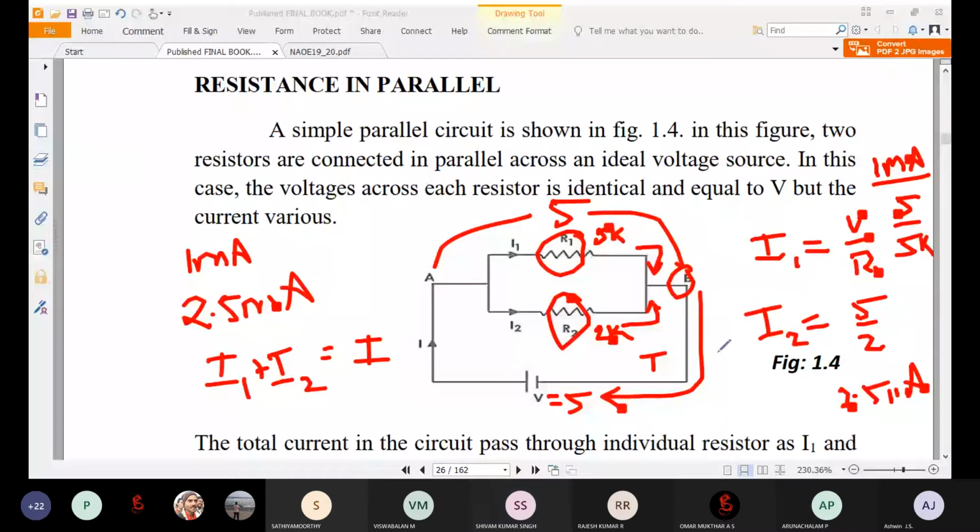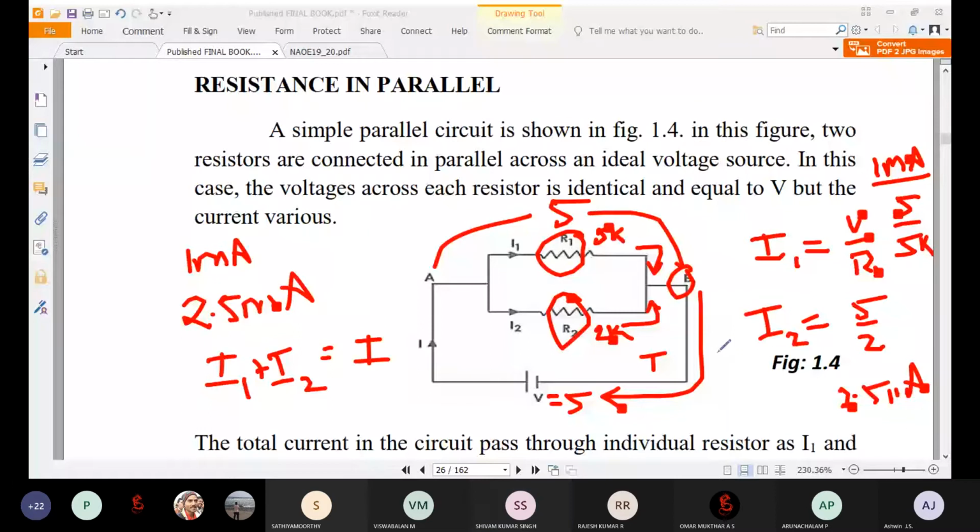1 milliamp in addition to 2.5 milliamps, what is the current? 3.5 milliamps. So that is the current flowing in this basic circuit, and we can easily find the resistance at the end of the circuit, with R1 and R2.